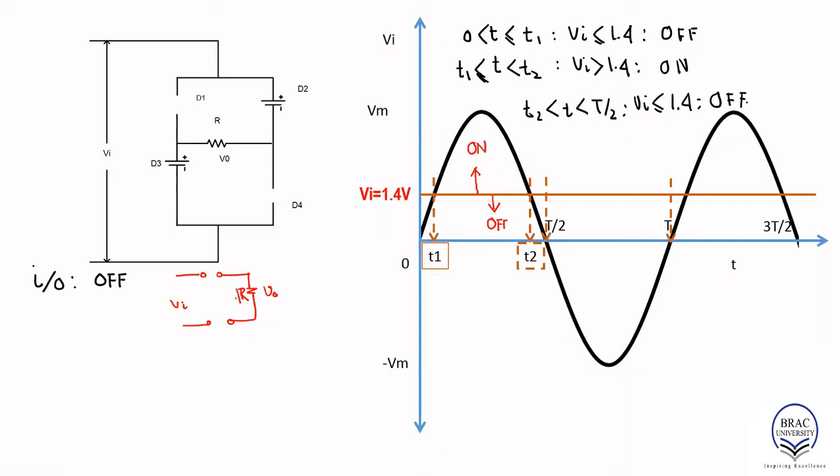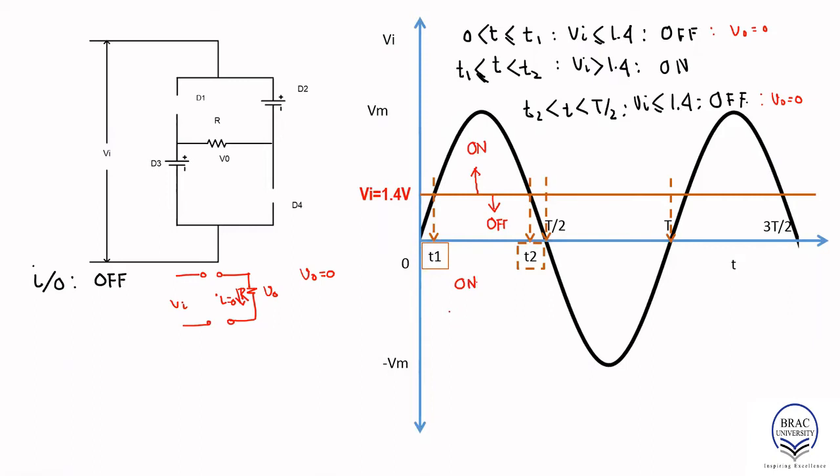Since the current is 0, V0 is equal to 0. So during this interval, we find V0 is equal to 0. Also in this interval, when the diode is off, V0 is equal to 0. So let's see what happens when the diode is on. That means during this interval, the on interval.